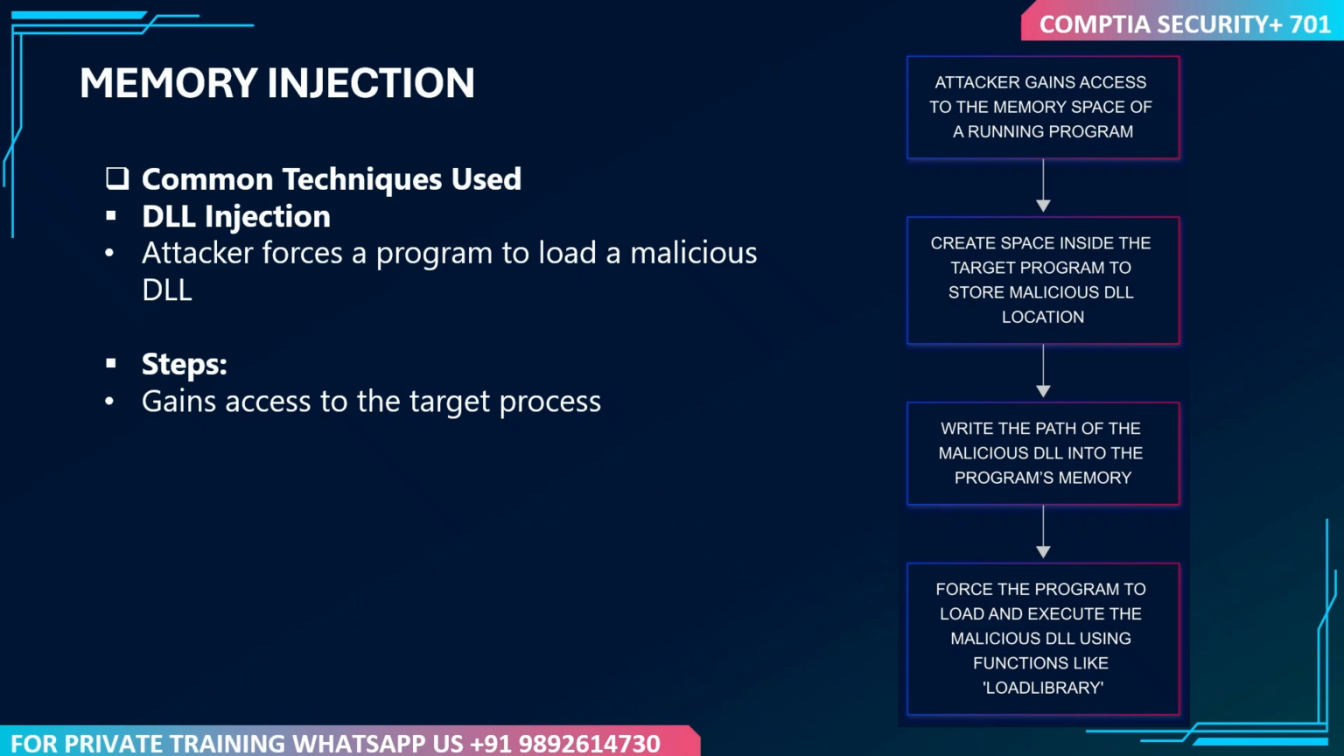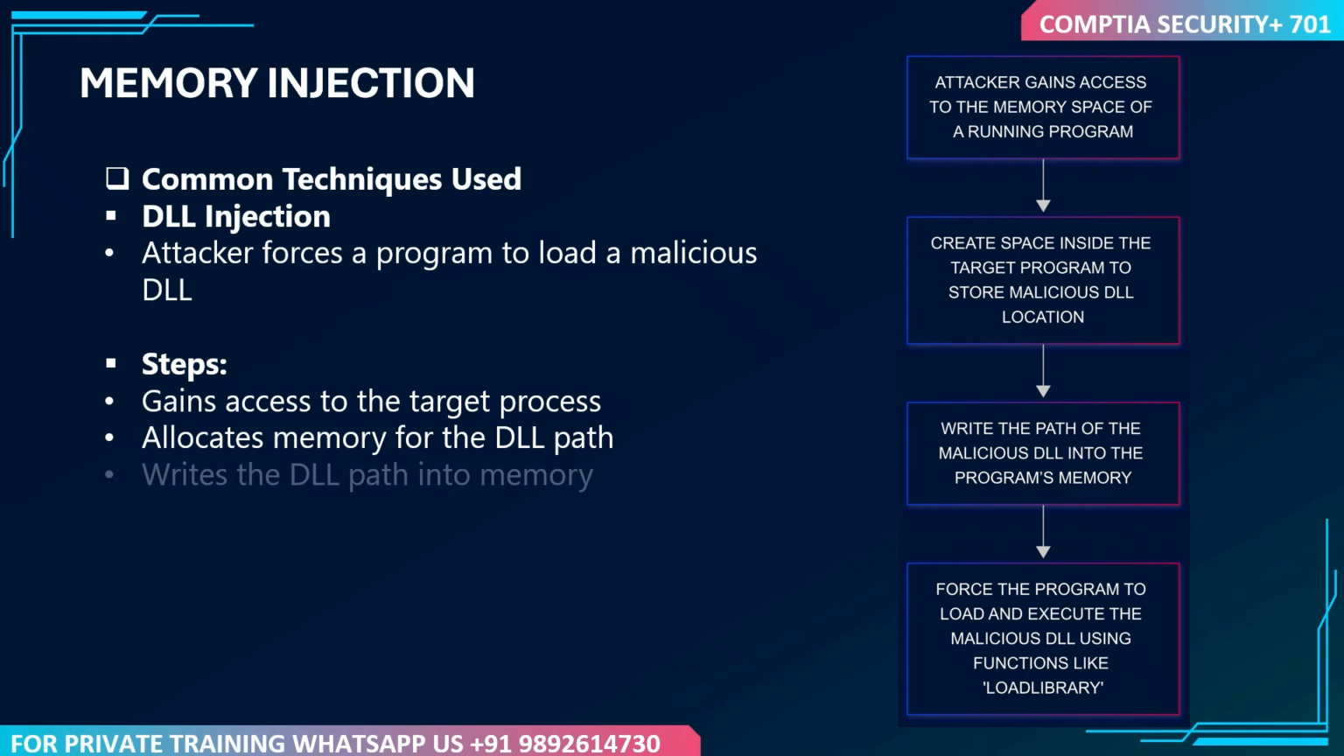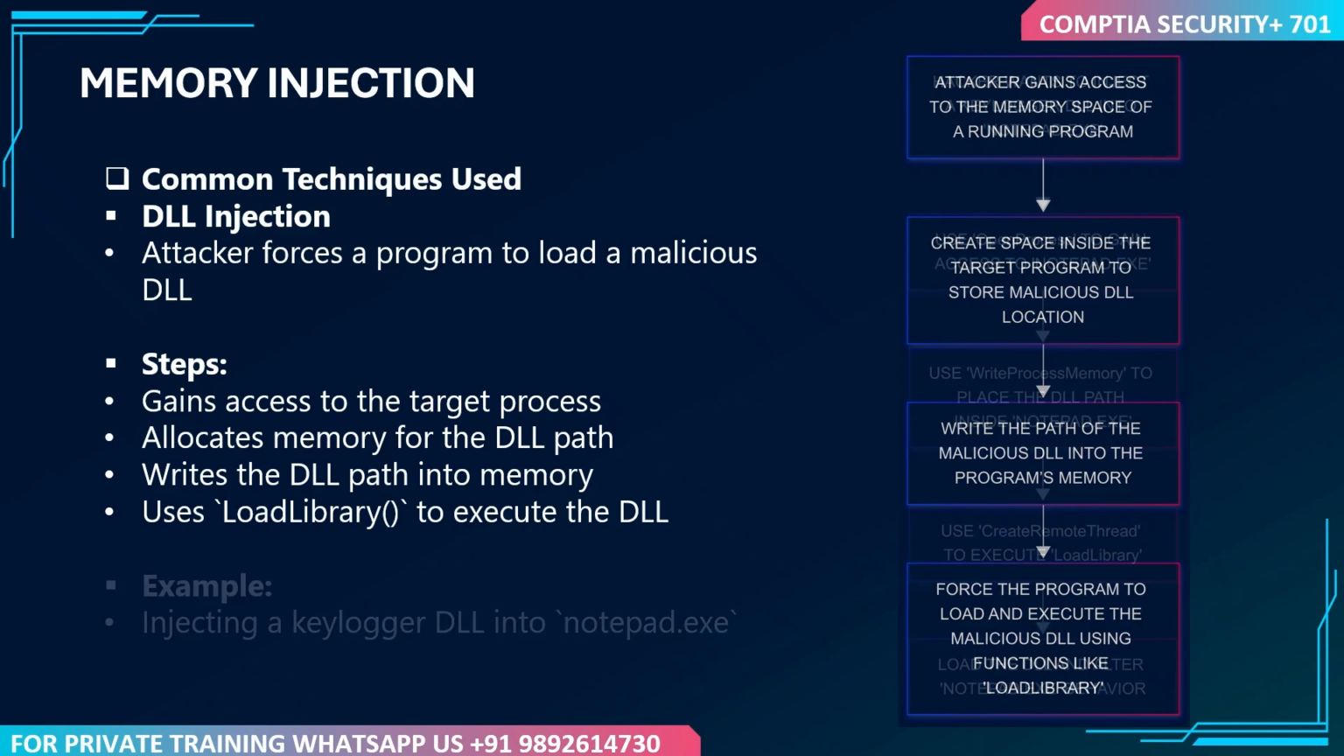Here's how it happens. First, the attacker gains access to the memory space of a running program. Next, they create space inside the target program to store the location of their malicious DLL file. Once the space is ready, they write the path of the malicious DLL into the program's memory. And finally, they force the program to load and execute the malicious DLL, often using functions like LoadLibrary. And just like that, the attacker takes control, making the compromised program do their bidding.